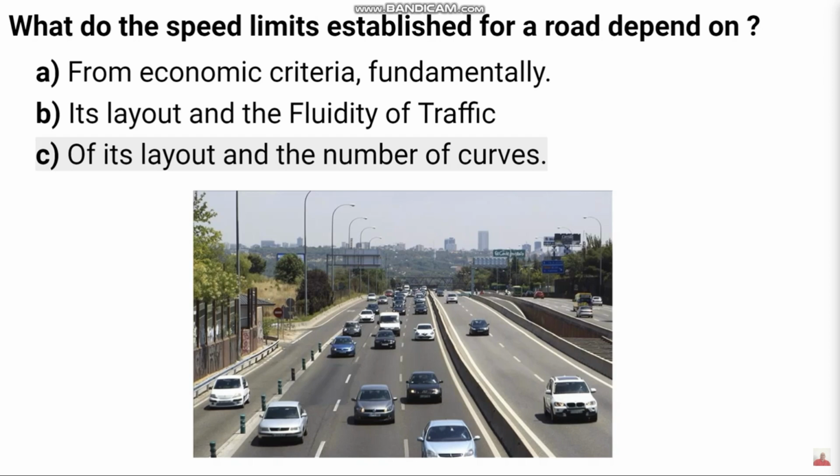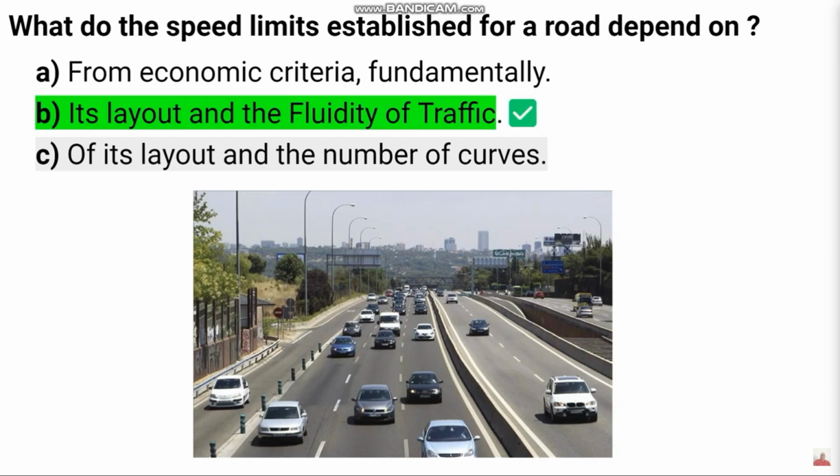Speed limits established by the traffic authority shall be set with the objective of ensuring safety and traffic flow in the vicinity of the same. So the answer is B. Its layout and the fluidity of traffic.